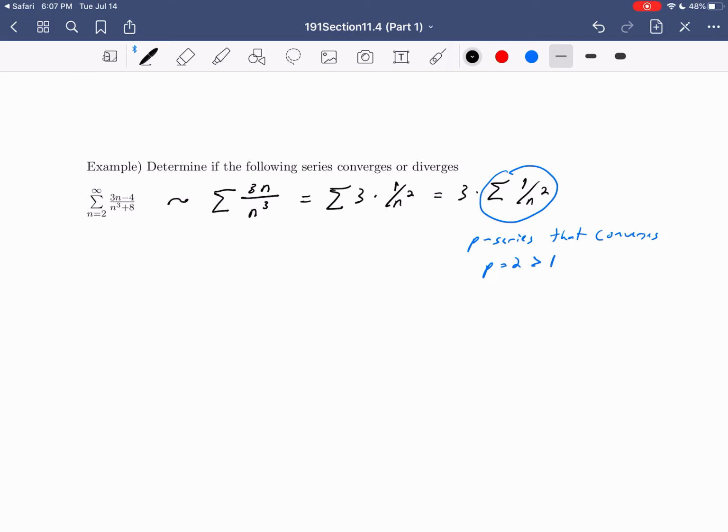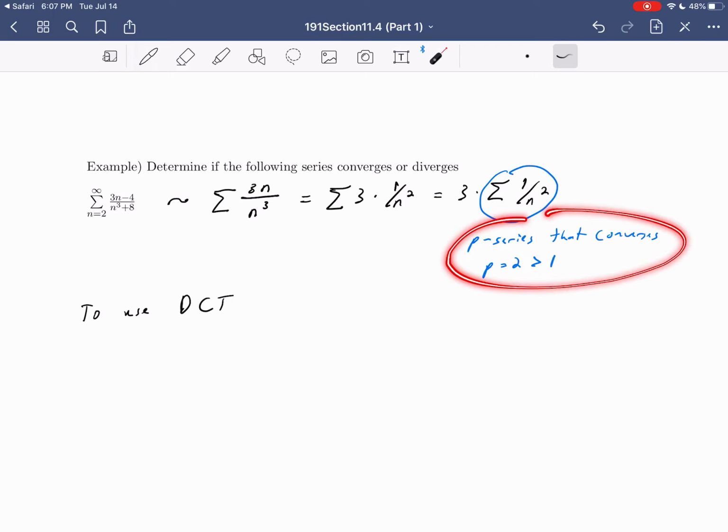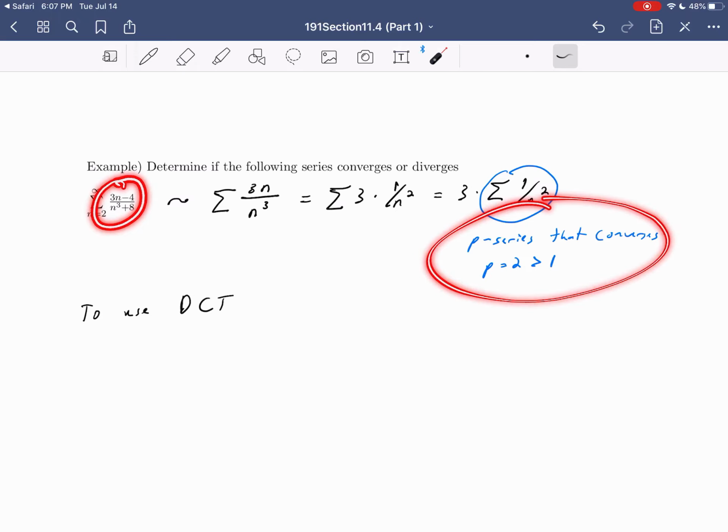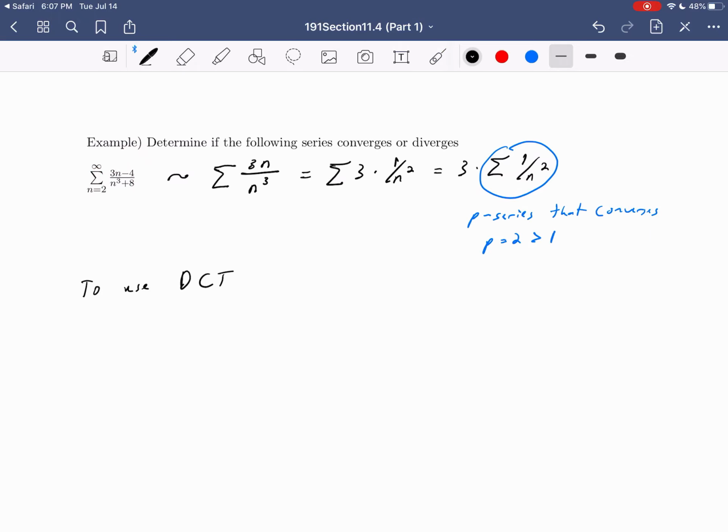So to use the direct comparison test, what we have to show is that the terms here are smaller than the terms here. We've got to show that the terms are smaller because this is convergent. So the only way we'll get information is if we can show that this is smaller than something that converges. So we can write that out. We need to show that (3n minus 4)/(n cubed plus 8) is less than or equal to 3 over n squared.